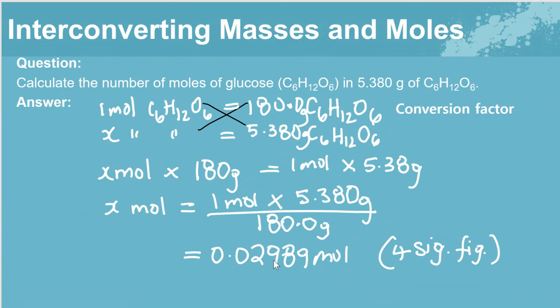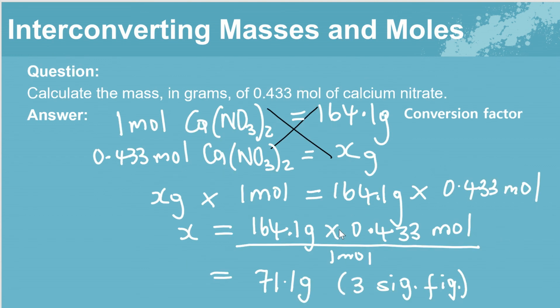So here we have 4 significant figures. Why? Because we have 1, 2, 3, 4 significant figures here, and we have 1, 2, 3, 4 significant figures here as well. So we have 4 significant figures. All right, so that is our conversion from mass, that is grams, to moles using our molar mass.